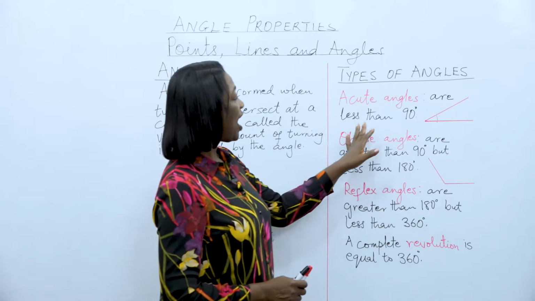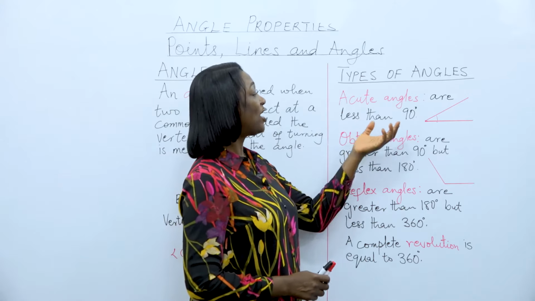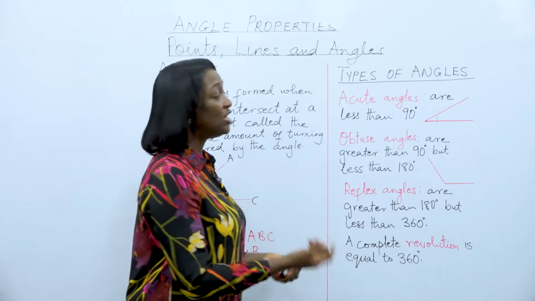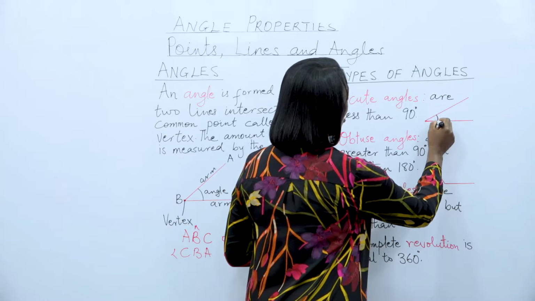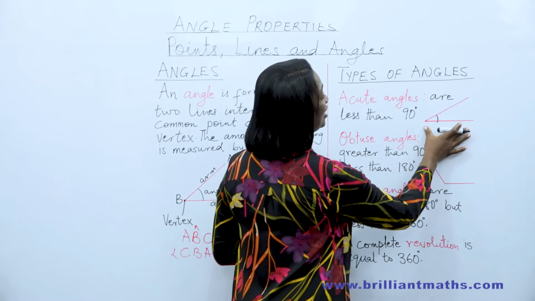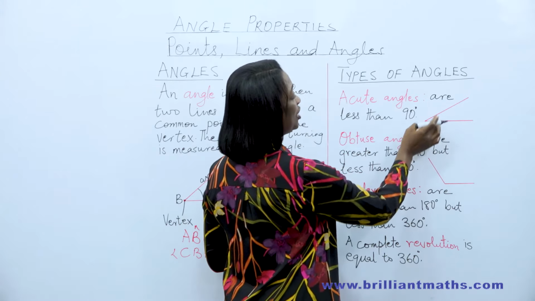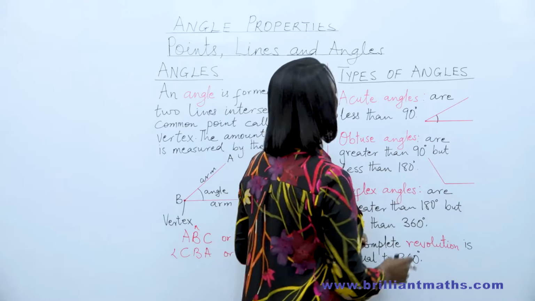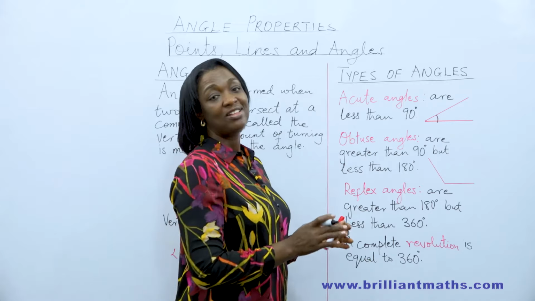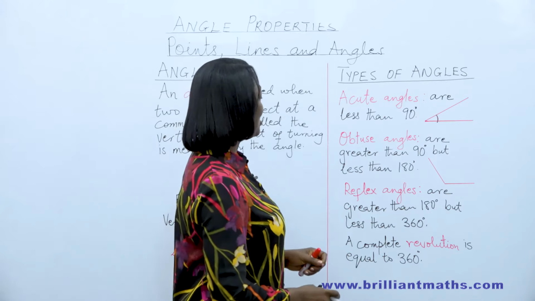Here we have acute angles. Acute angles are less than 90 degrees. So let's say this is the mark. That's the line, and then the amount of turn is less than 90 degrees. So that's an acute angle. They are less than 90 degrees.